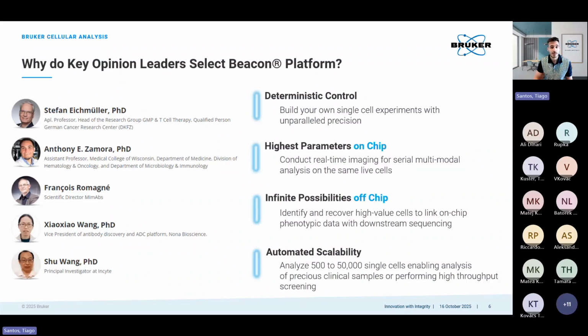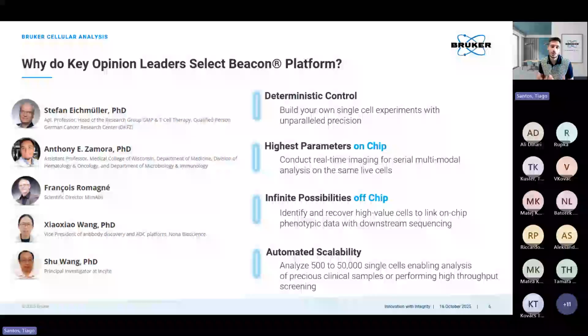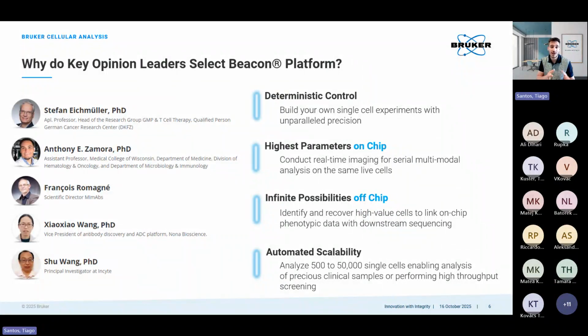Because we can culture the cells. We can maintain cells in a proper state, alive, which means you can conduct multiple functional parameters. You can culture the cells during hours, days, even weeks, but it really depends on the biology of the cell, of course. And then we also mentioned infinite possibilities of the chip, because after collecting all of the functional data, you can retrieve and export the live single cells that you just assayed outside of the instrument for downstream analysis, being either expansion of the cells or really going to a transcriptomic workflow, TCR sequencing, RNA sequencing, and so on.